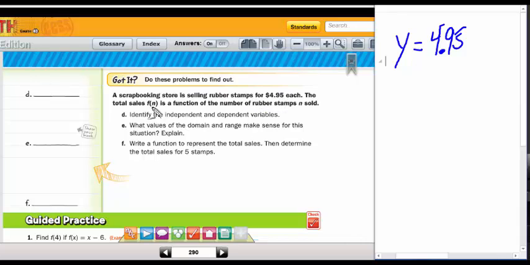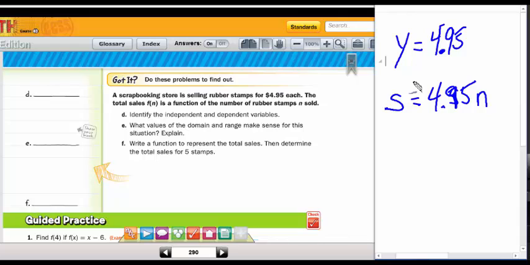And our output, a scrapbook store is selling rubber stamps for $4.95 each. The total sales, so our output obviously would be sales, equals $4.95 times our input, which obviously is the rubber stamps sold. They're using the letter N here, so we'll use an N here. So it's 4.95 times N equals our output of sales, or dollars.